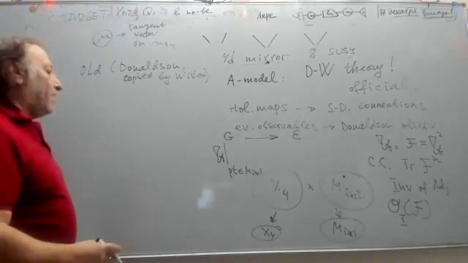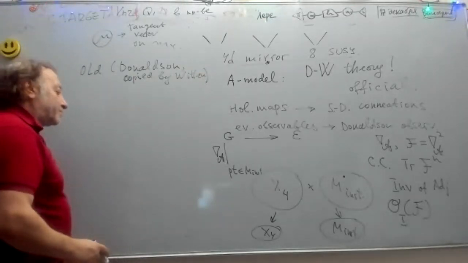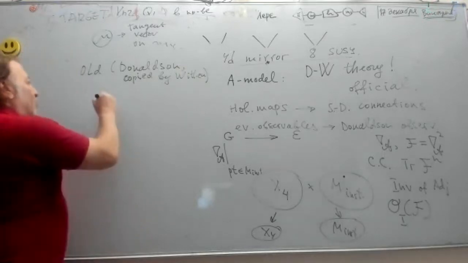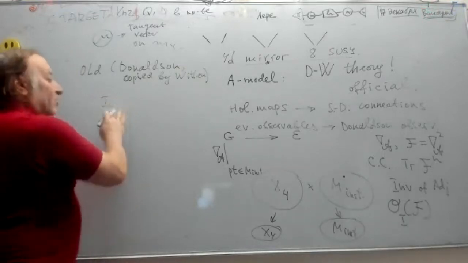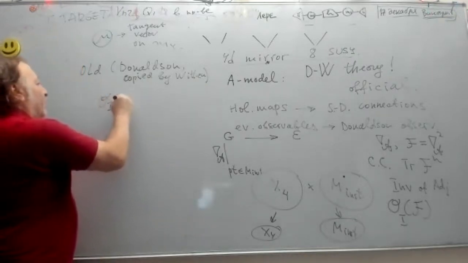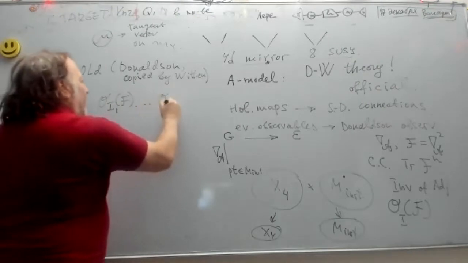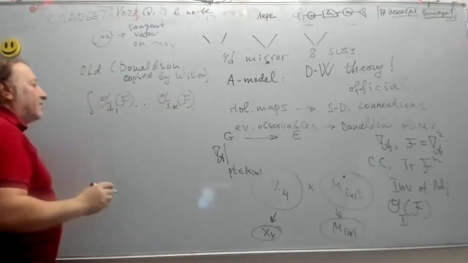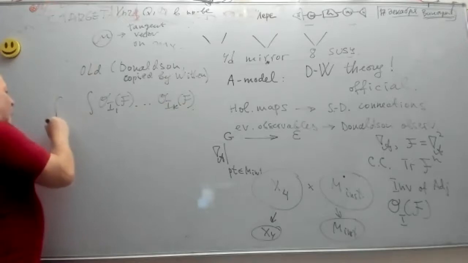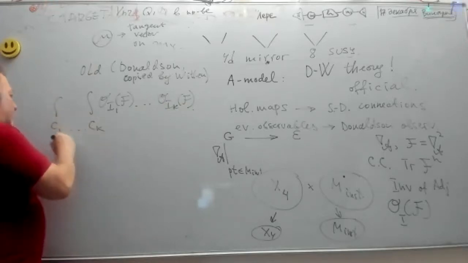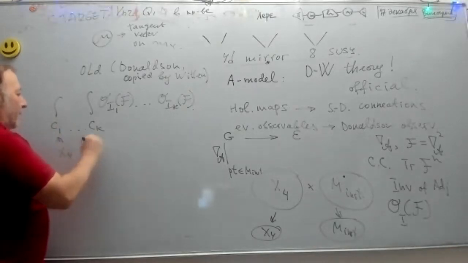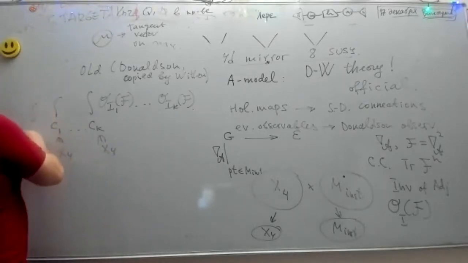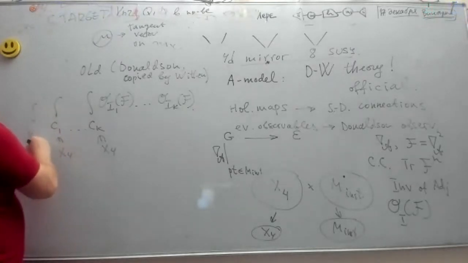So in the old prescription, you need to do the following. You need to take product of O_I of F, integrated over what? Over C1, etc., Ck, sitting in X4. And then integrate the result over M instanton.